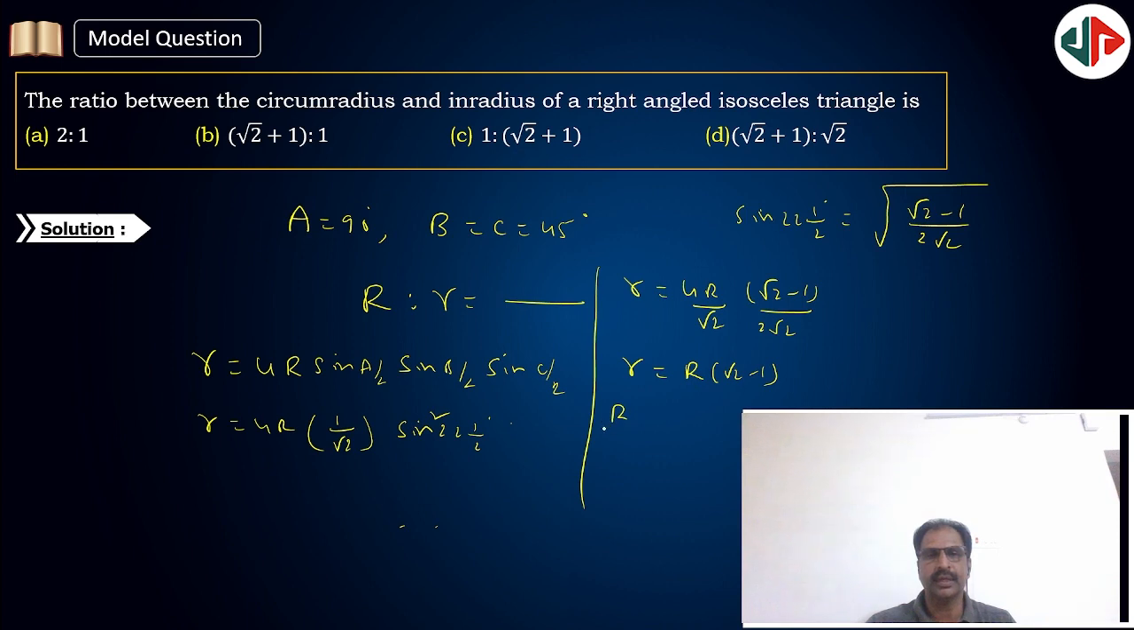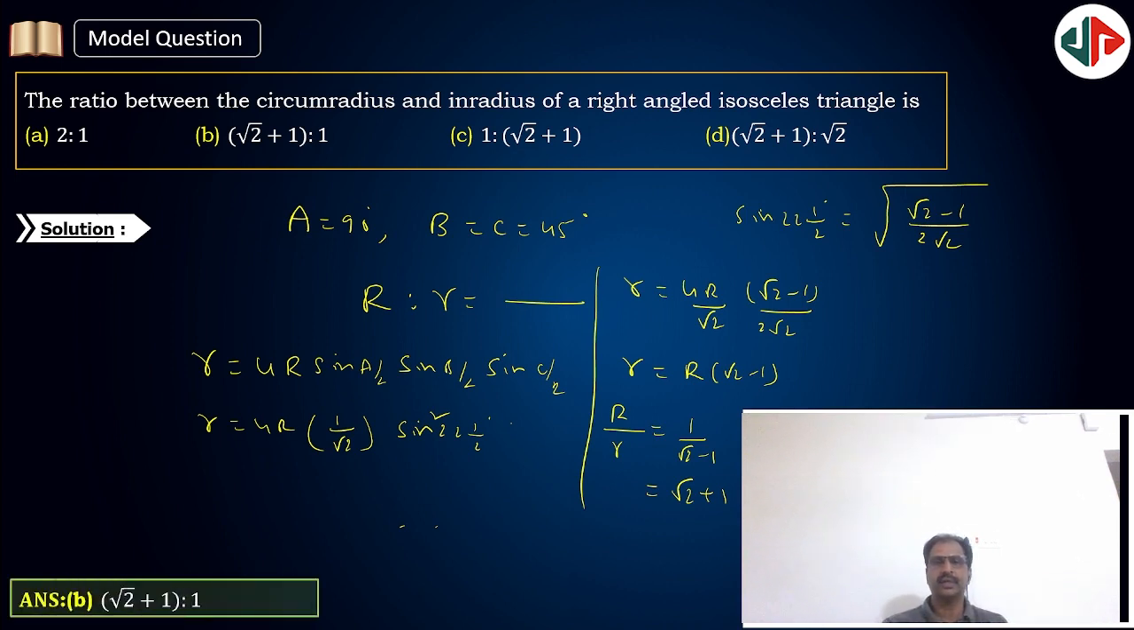From this, what is capital R by small r? 1 by root 2 minus 1. Do rationalization. 1 by root 2 minus 1 is nothing but root 2 plus 1 after rationalization. So capital R is to small r is equal to root 2 plus 1 is to 1. Option B is the correct answer.